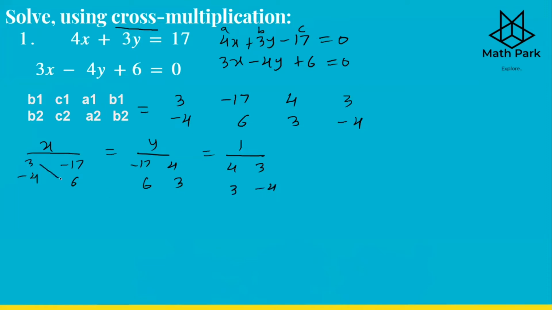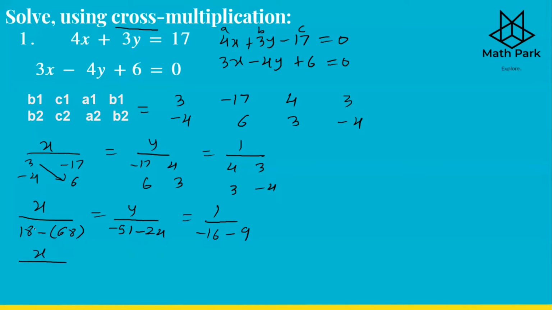So always we start like this. This is the sequence we are going to start. So we write x upon 3 times 6. 3 into 6 is 18, minus the product of these two. Product of what? Product of B2, C1. So minus 17 into 4. 17 4s are 68. Minus 4 into minus 17 is going to be positive 68. So 68 is equal to y upon 17 3s are, it is going to be minus 51, minus 6 4s are 24, which is equal to 1 upon 4 into minus 4 is minus 16, minus 3 3s are minus 9.